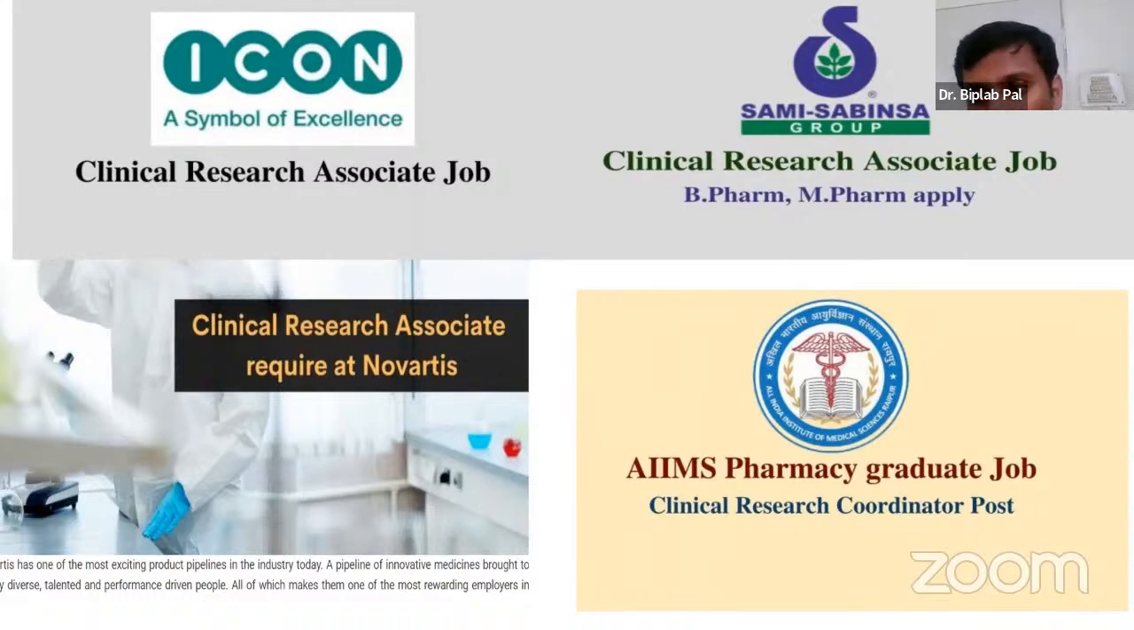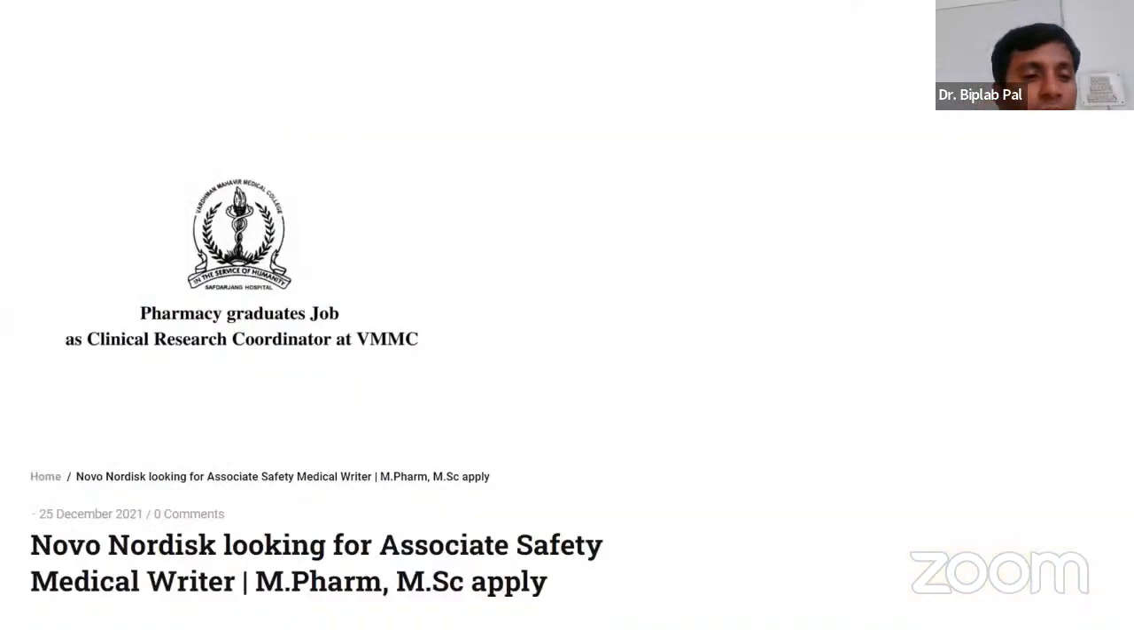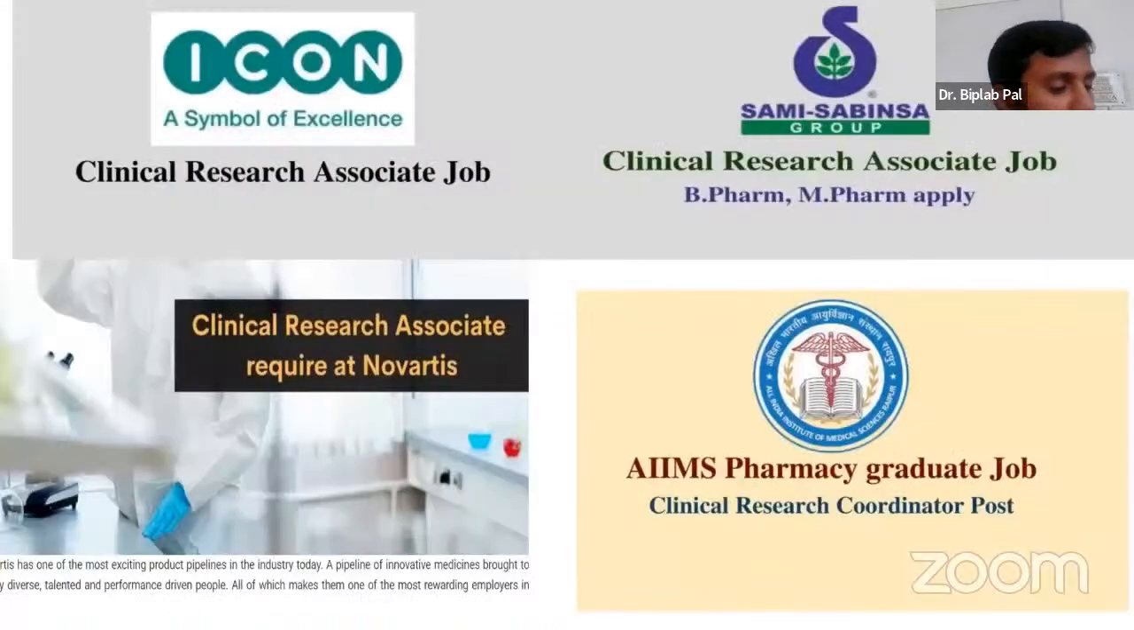So AIIMS, the government body, they also need clinical research coordinators. Not only AIIMS, I'm telling all the ICMR labs, ICMR hospitals, continuously they are opening for clinical research coordinator. Then you know PGI Chandigarh, if you visit their site, you will find clinical research coordinator jobs. Then pharmacy graduates, you can see many more vacancies coming in drug safety associate, medical writer, clinical research coordinator. Okay, so these are the job profiles.